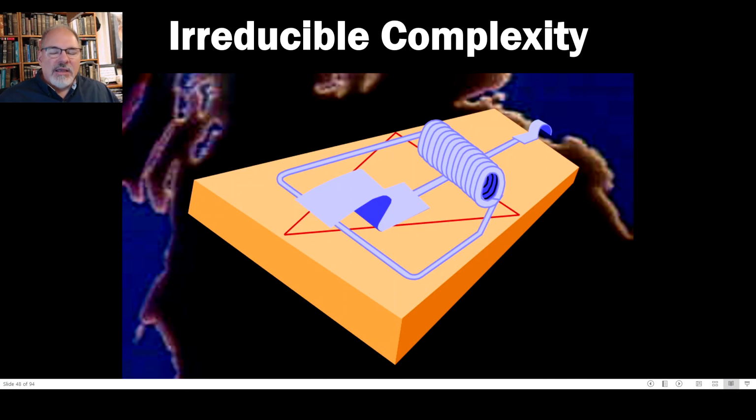So the argument from evolution is that, well, the platform kind of randomly happened, and then the spring kind of randomly got on it, and then the latch and the piece that holds the bait and everything, and somehow it just kind of developed on its own over time without any intelligence. And this is a mousetrap. This is as simple as they come.